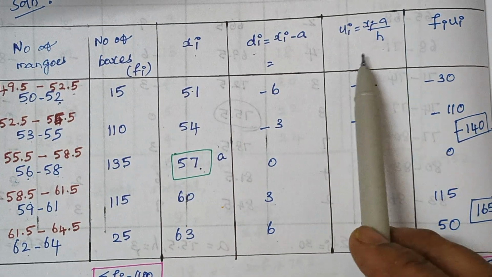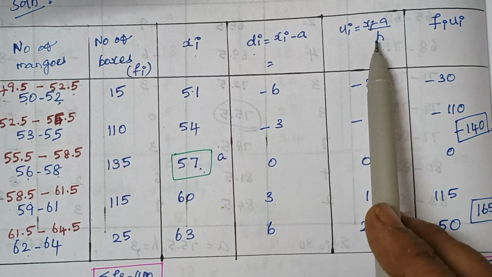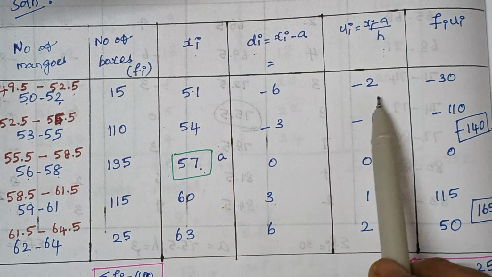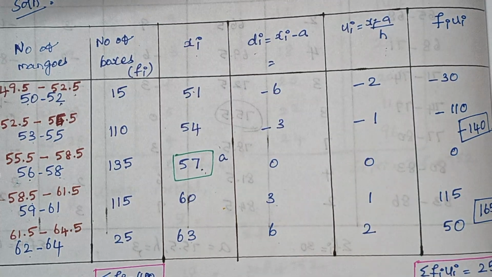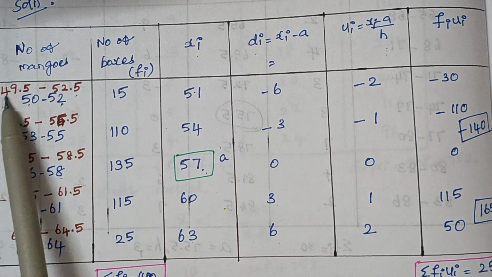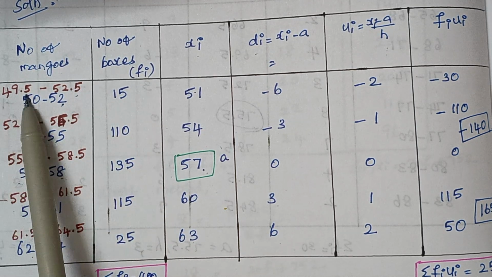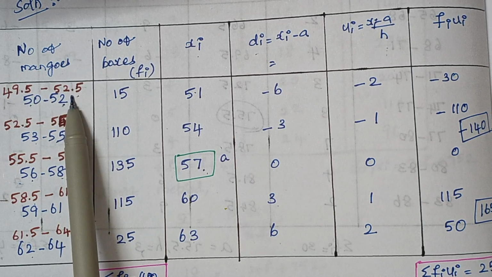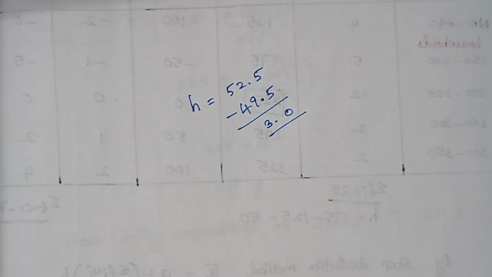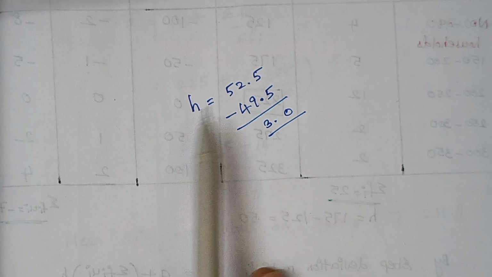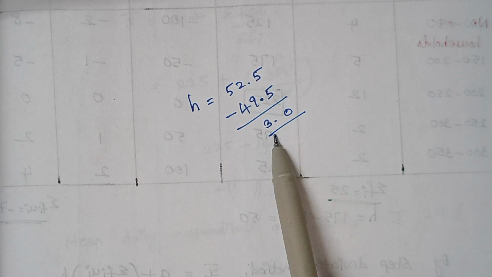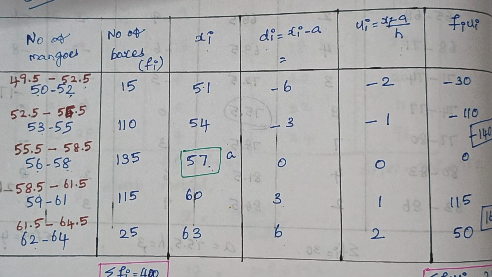Now the next thing is finding ui. So ui is nothing but this xi minus a by h. So here what is the value of h? H is nothing but the difference between these two values, that is when you subtract 49.5 from 52.5. Right. So here the value of h is, you see I have subtracted these two values. So here the answer is 3. So this is our h.